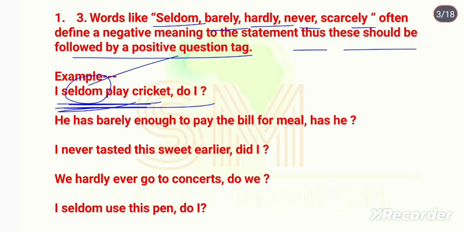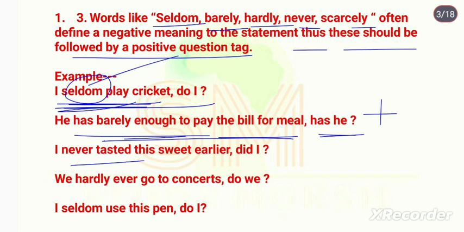Next, he has barely enough to pay the bill for the meal, has he? He has barely, उसके पास भी बिल पे करने के लिए मुश्किल से ही पैसा होगा. So barely has made this sentence negative. So for this negative sentence the question tag must be positive, has he. Next example, I have never tasted this sweet earlier, have I? So never has made this statement negative, the question tag is positive.